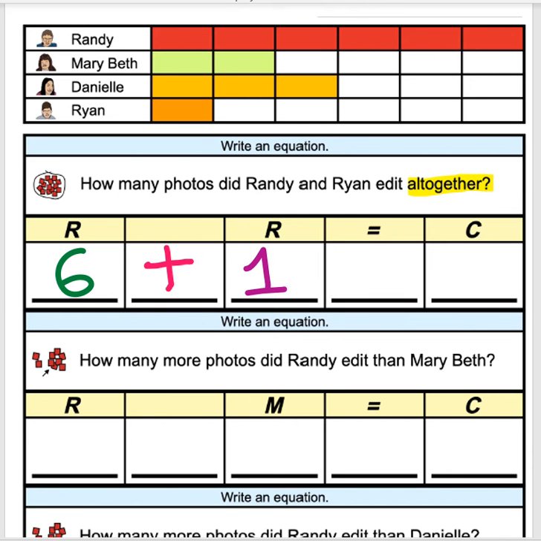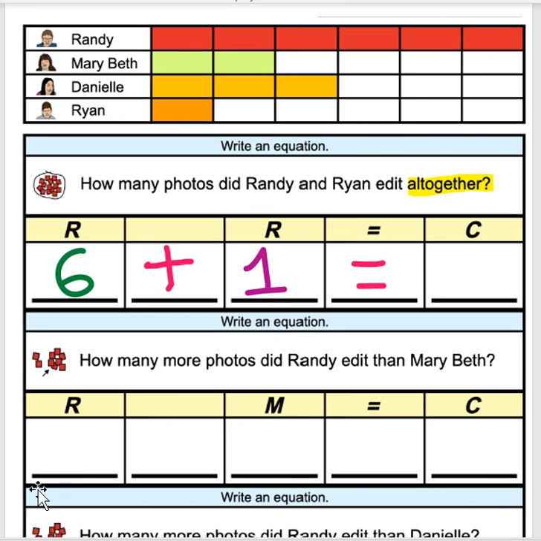So now we know how many photos each of those students had. We know that we're going to be adding them together and we're going to find out C, and that C is our variable. C is what we're trying to find. The C represents how many photos all together. So now our equation reads 6 plus 1 equals blank.